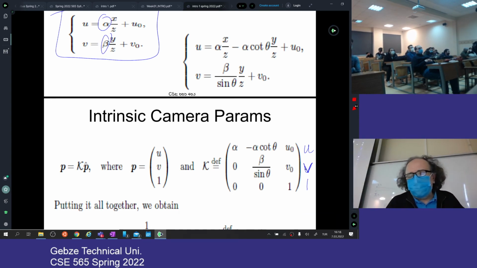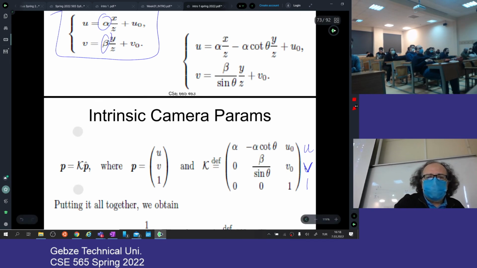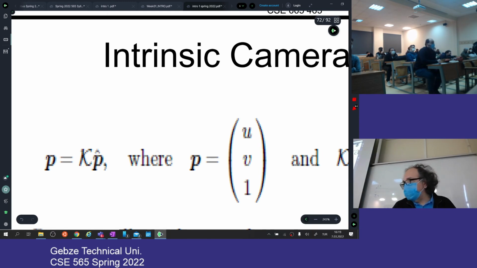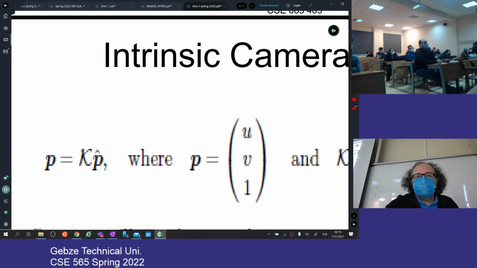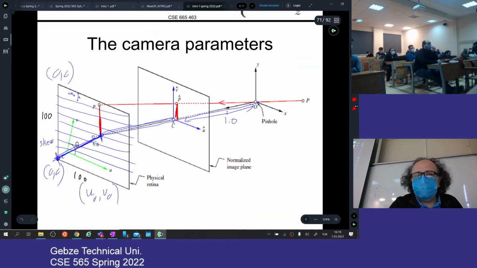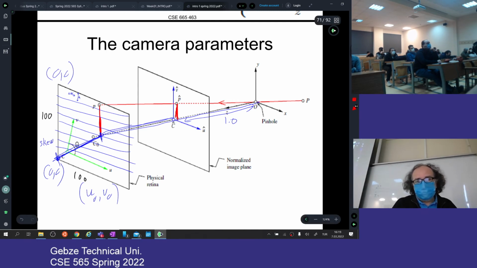So what did I do? I made it into a 3 by 3 matrix. Now I can multiply this u, v, 1 with this 3 by 3 matrix, and I can get the image coordinate system. Okay. So what I am doing here is that I get a point here in this uv space. I multiply it with a 3 by 3 matrix. I get the result back in my image coordinate system.